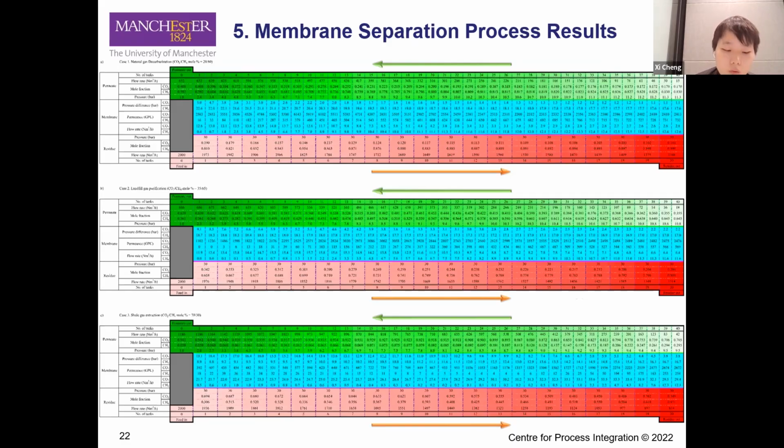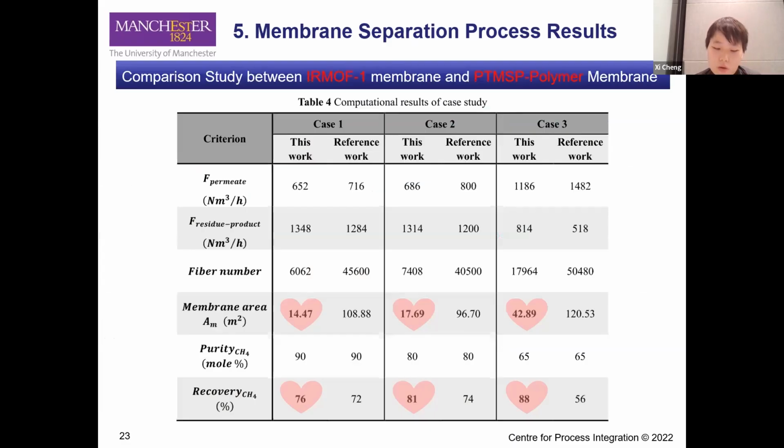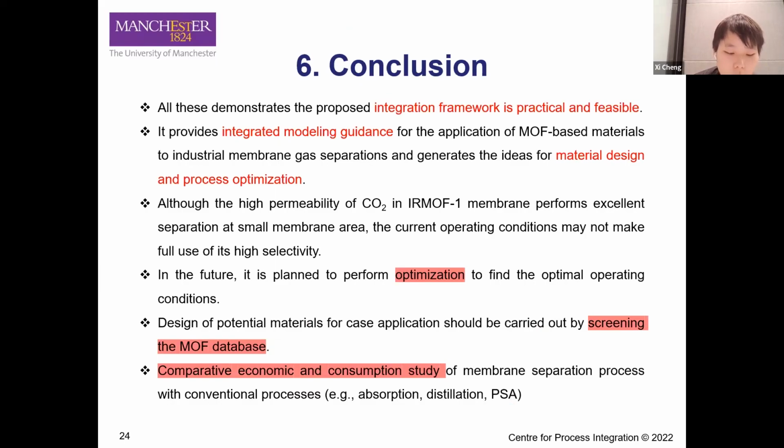The three case studies by process simulation of the separation of CO2/CH4 gas mixture from three different resources indicate that the IM-of-one membrane is able to produce greater recovery with significantly smaller membrane area than the traditional polymer PTMSP membrane. So we can get these results from the previous introduction.